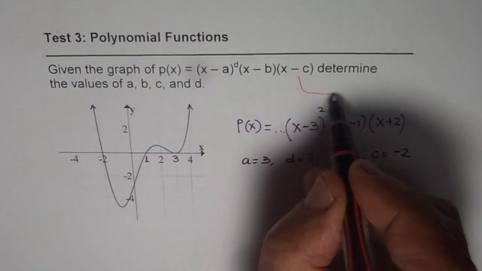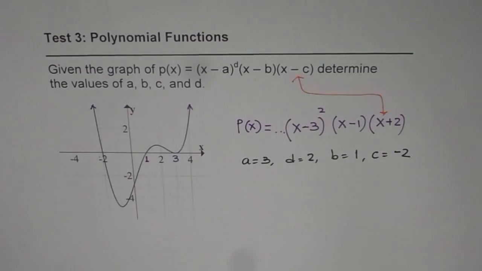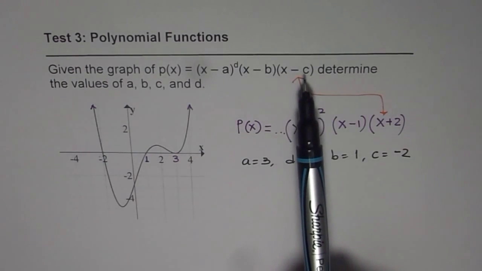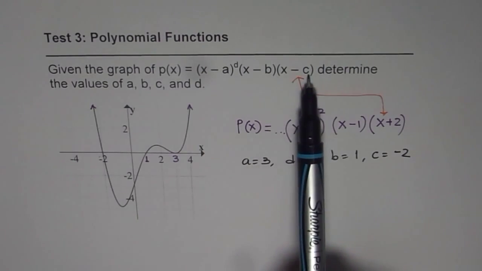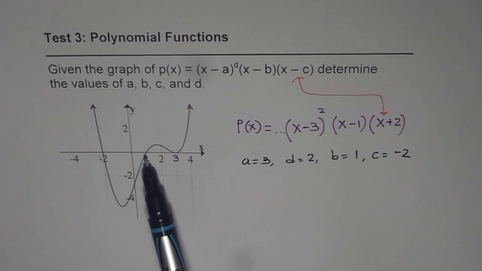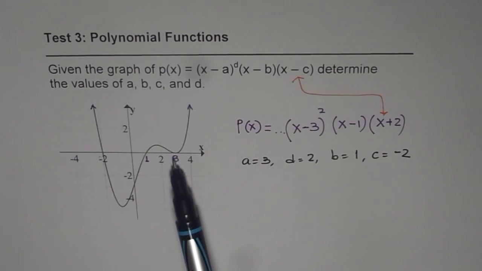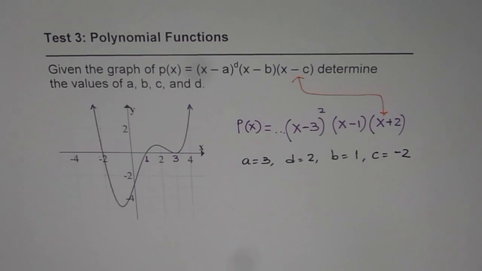Well, I'm telling you in this way so that you can understand and appreciate how we got minus 2, right? So basically c is the x-intercept, which is at minus 2. So you could write from here also c is minus 2, b is 1, a is 3 for us, and since this is quadratic, we have it as d, correct? So that is how these zeros are.